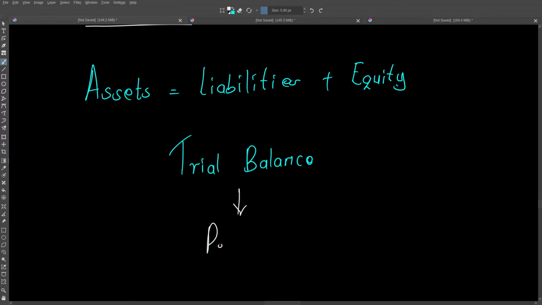This is where you're looking at the accruals and the prepayments. Another one is depreciation. There is also allowance for bad debts. These are the period end adjustments that you have to do, and then you come and make an adjusted trial balance.